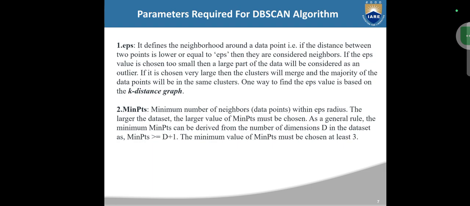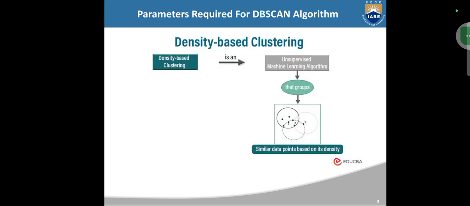Second, MinPts, the minimum number of neighbors within the Eps radius. The larger the dataset, the larger the value of MinPts must be chosen. As a general rule, the minimum MinPts can be derived from the number of dimensions D in the dataset as MinPts greater than or equal to D plus 1. The minimum value of MinPts must be chosen at least 3. This diagram shows the density based clustering.